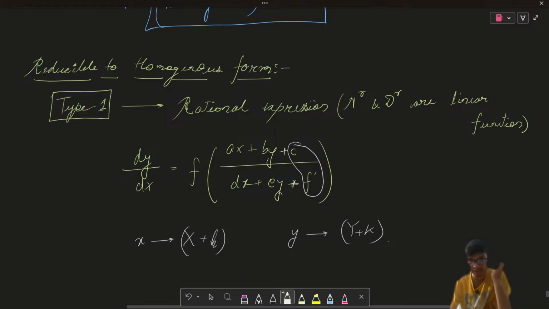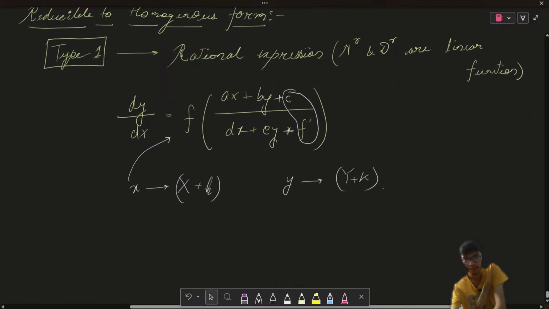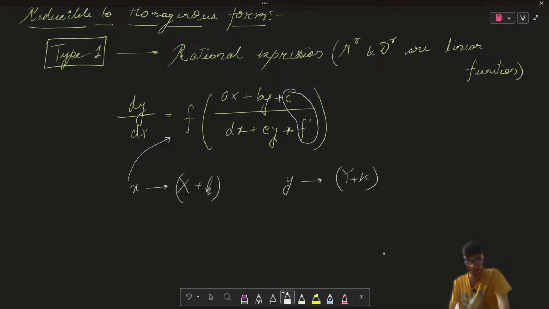If I replace this in this expression, then I will get a modified constant, that is, I will have a modified constant AH. Now X and Y again are variables, but h and k are constants.